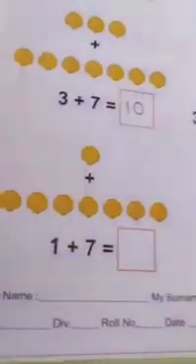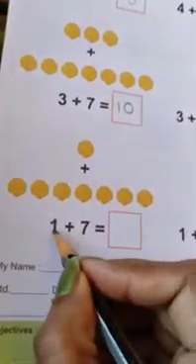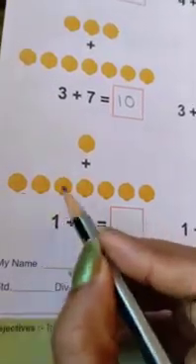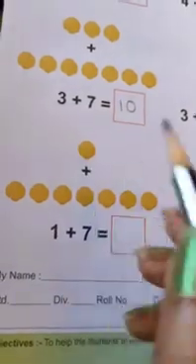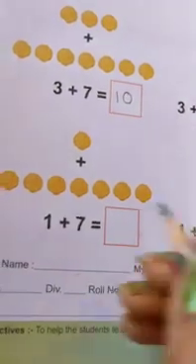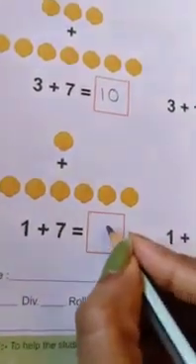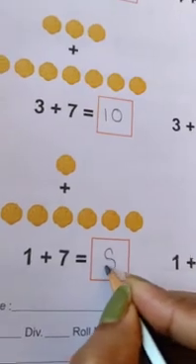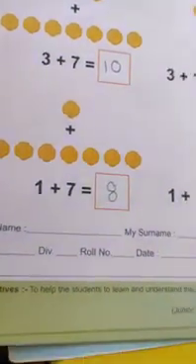Altogether we have to write. Here it is 1 cookie. And here it is number 7. So let's count how many cookies are there. 1, 2, 3, 4, 5, 6, 7, 8. 1 plus 7 is equal to 8. So we will write here number 8.